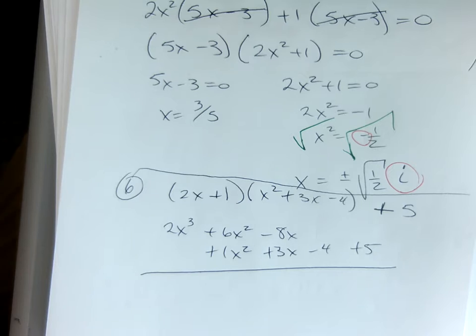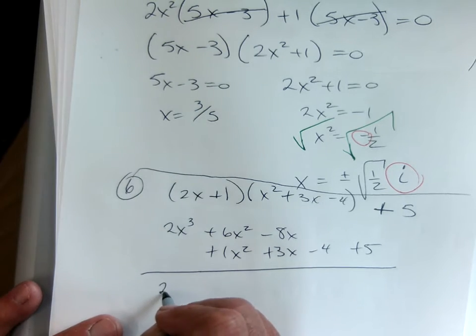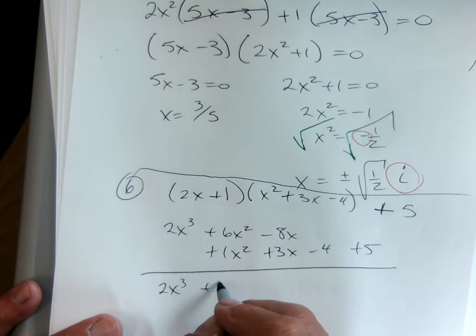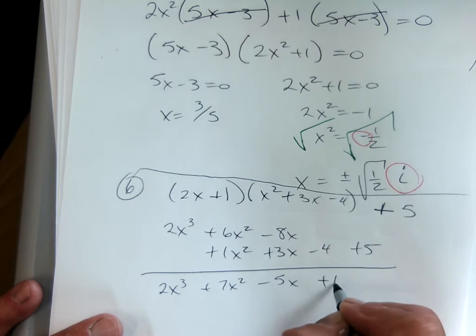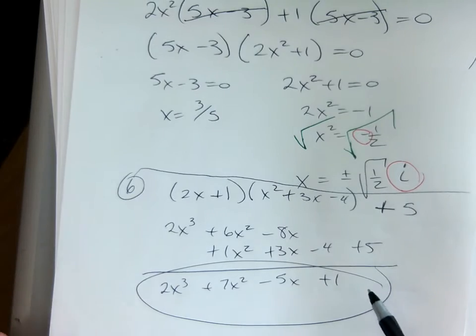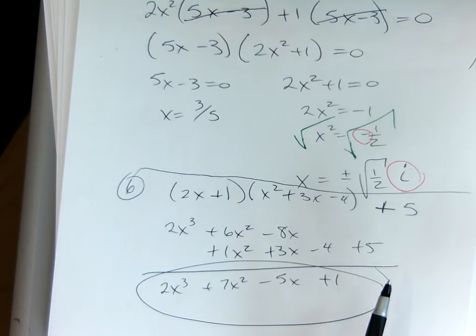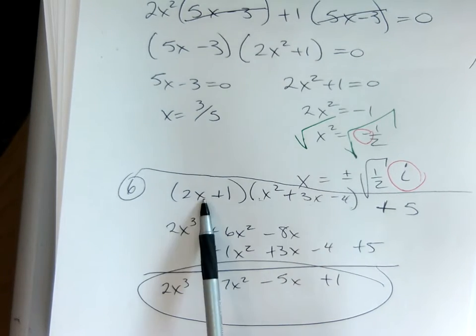Now we're almost done. 2x cubed plus 7x squared minus 5x plus 1 is the original polynomial with this answer when it's divided by that with the remainder 5.